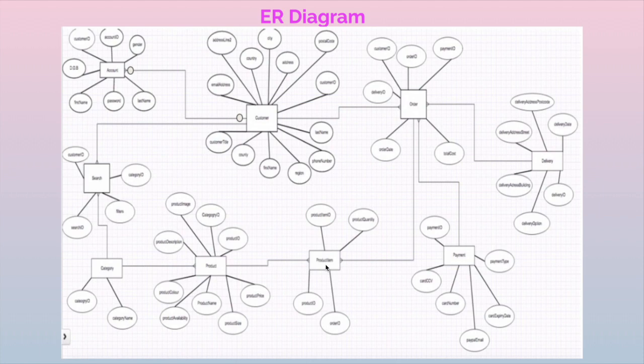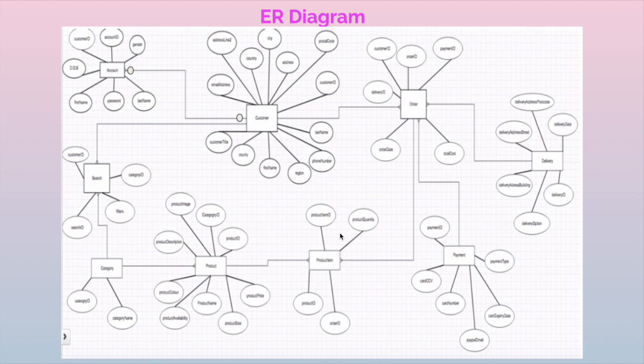The order entity then also has 2 standalone entities connected to it, which are delivery and payment. An order can only be delivered once, but a delivery can have many orders, and an order can only be paid for with one card, but a card can be used for many orders. Therefore, both relationships are one-to-many.